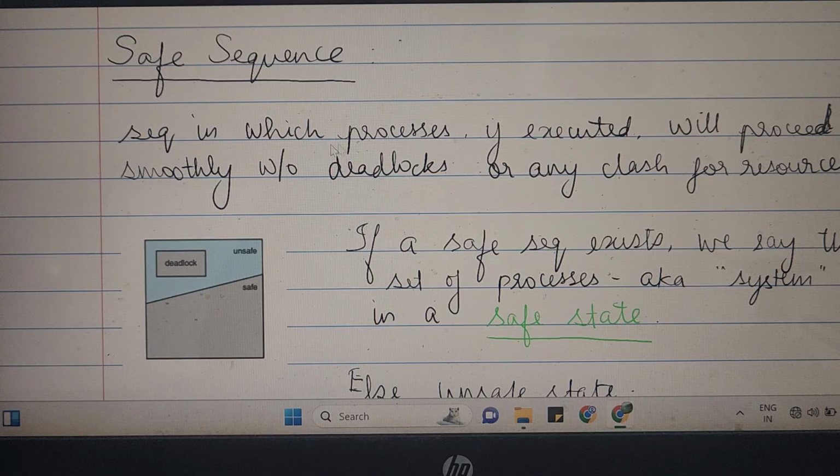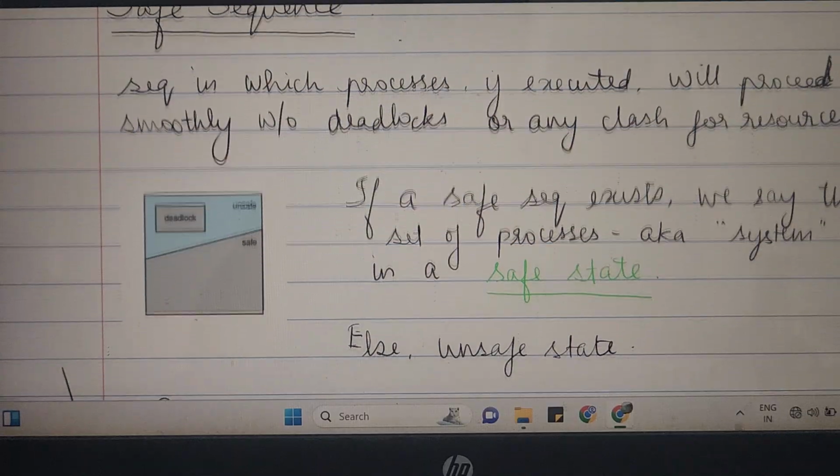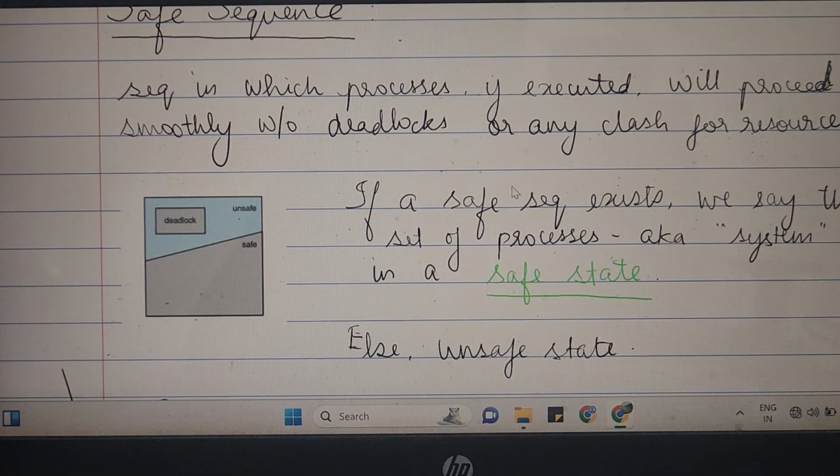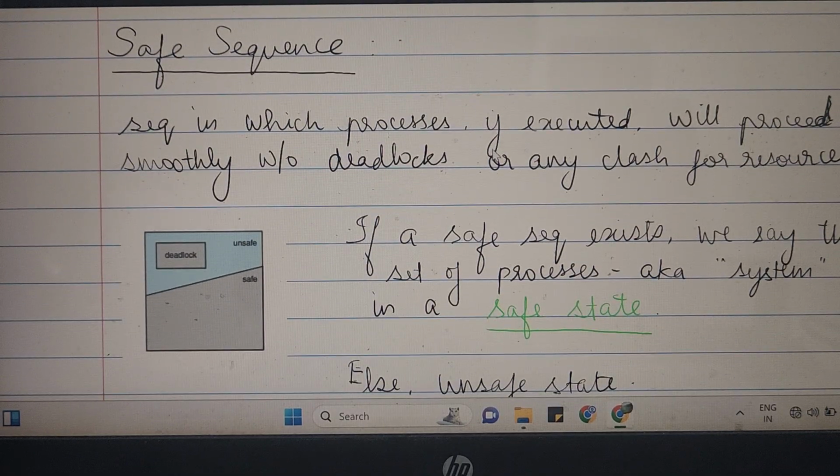So again, a sequence in which processes, if executed, will proceed smoothly without any deadlock or any clash for resources is called a safe sequence. This is something we are familiar with from that previous segment. Now, if a safe sequence exists, we say the system, basically the set of processes, is in a safe state, otherwise it is in an unsafe state. So in the example we looked at yesterday, T0, T2, T3, T4, T1, you had a sequence in which you could execute without any deadlock or any sort of problem arising. So you had a safe sequence, meaning that the system is in a safe state.